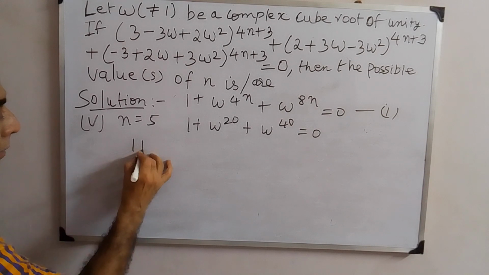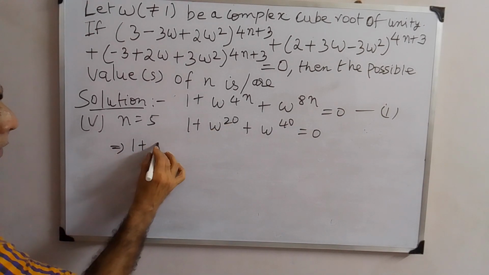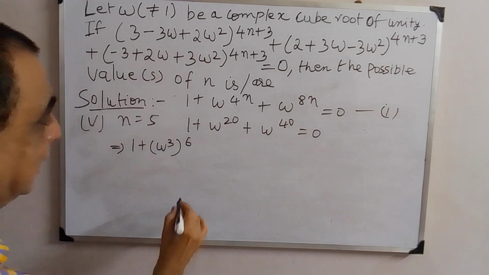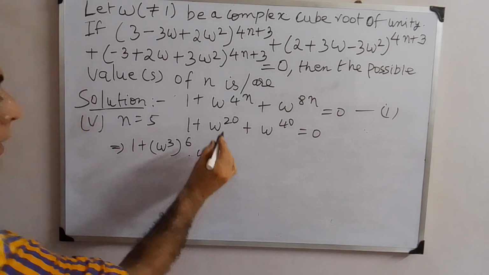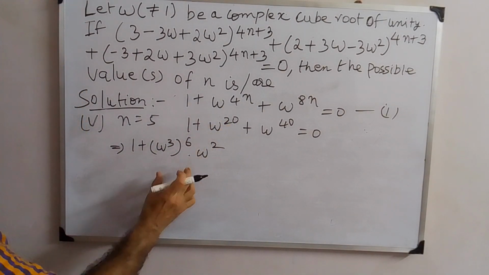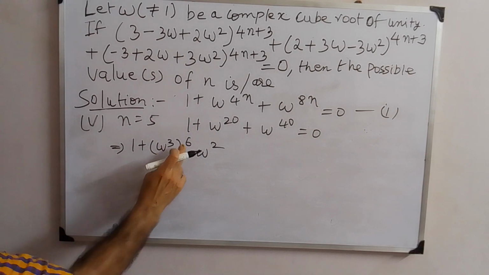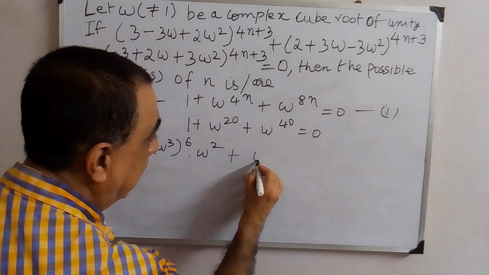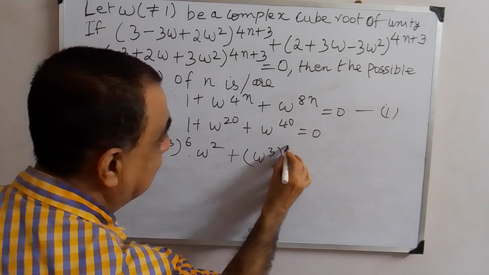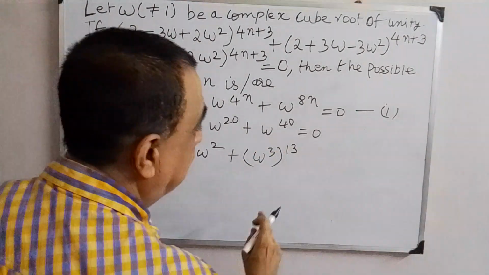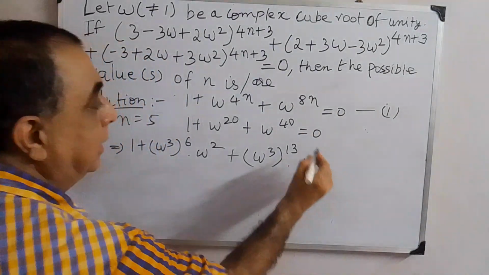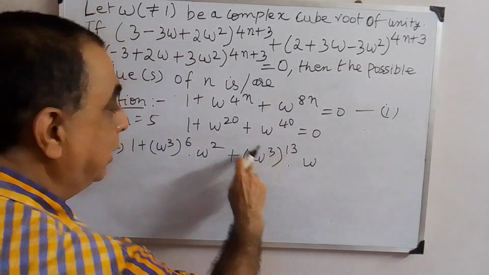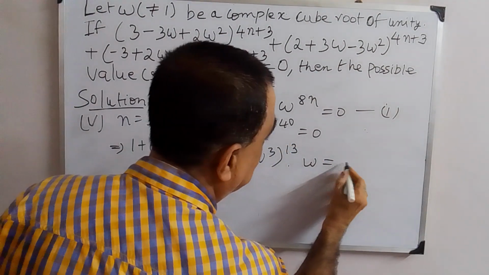I am writing this as 1 plus omega to the power 20, which I write as omega to the power 3 whole to the power 6 into omega squared, since 3 sixes are 18, and 18 plus 2 is 20. Similarly, omega to the power 40, I am writing as omega to the power 3 whole to the power 13 into omega, since 3 thirteens are 39, and 39 plus 1 is 40.